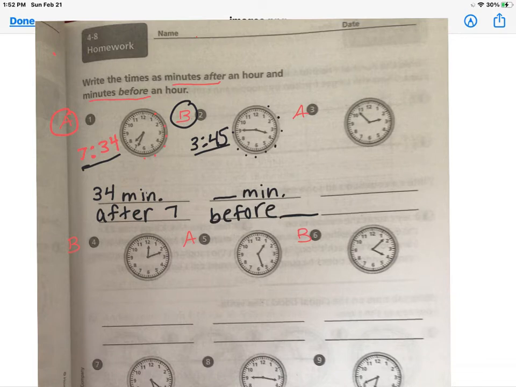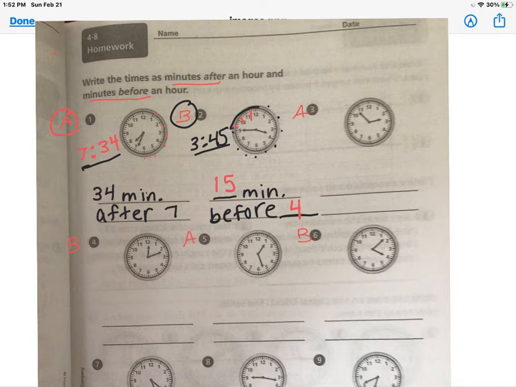I need to look how many minutes are left before the next hour, okay? So if I count by fives, how many minutes before the hour is there? 5, 10, so it's 15 minutes before. And what was my time? We were at 3 o'clock, so the next hour would be 4 o'clock. So it's 15 minutes before 4, okay? It's a little bit tricky.